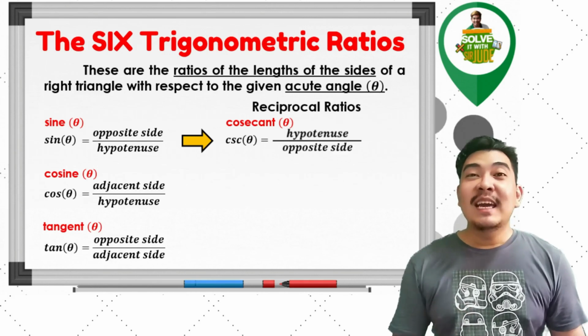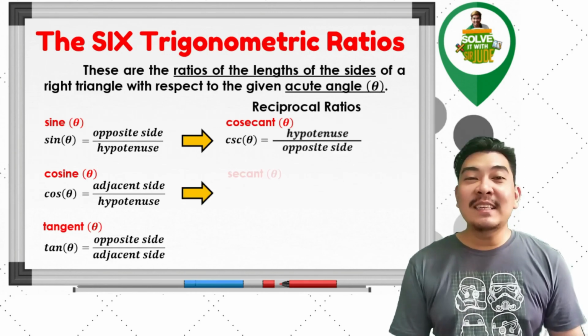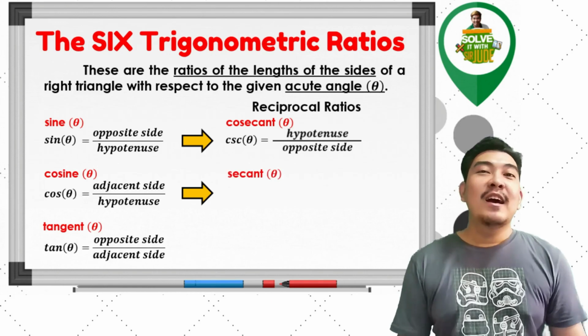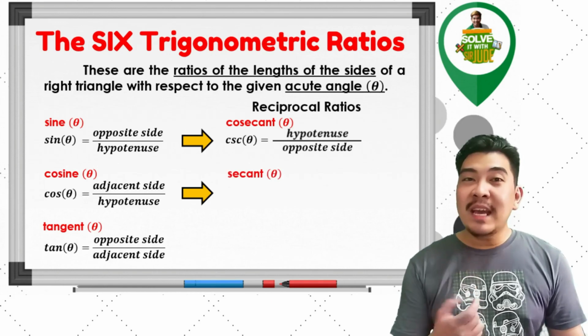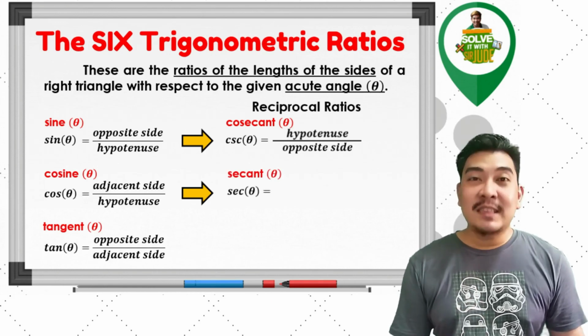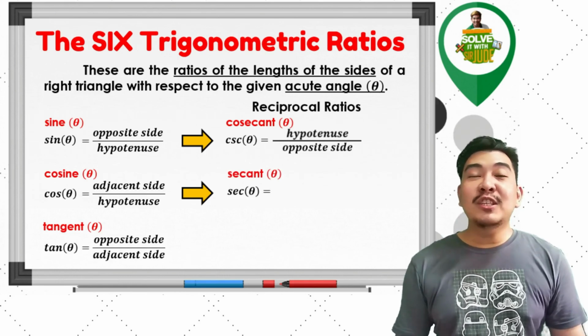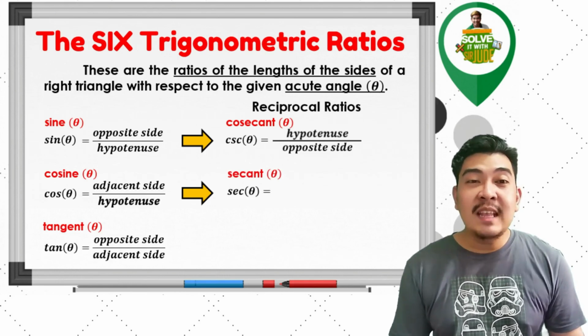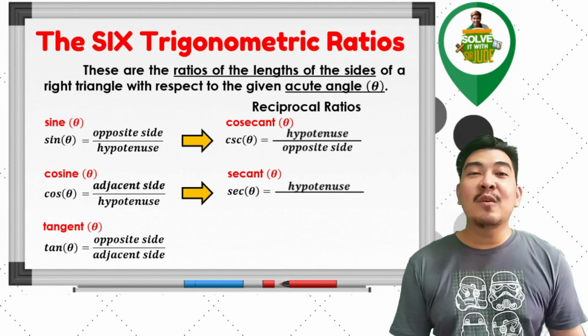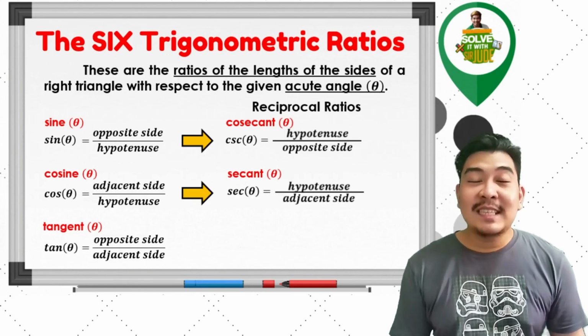So next, in cosine, the reciprocal is secant theta. Secant theta can be shortened using sec theta. Okay? So that will just be the reciprocal of cosine. So that will now be hypotenuse over the adjacent side.